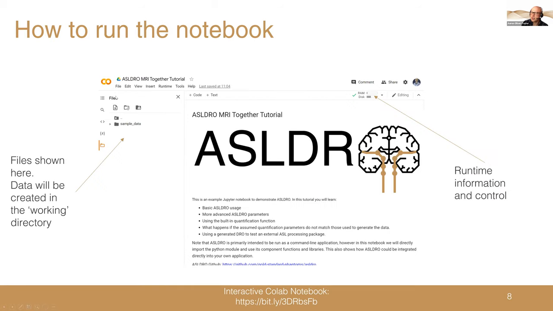Essentially, the way that the notebook will appear is you have this page. On the left you have a menu bar, which gives you access either to the files, the parameters, code snippets, or you can search things. This is your runtime information and control. And then you actually see this notebook here, and you scroll down and there'll be cells that you can run.